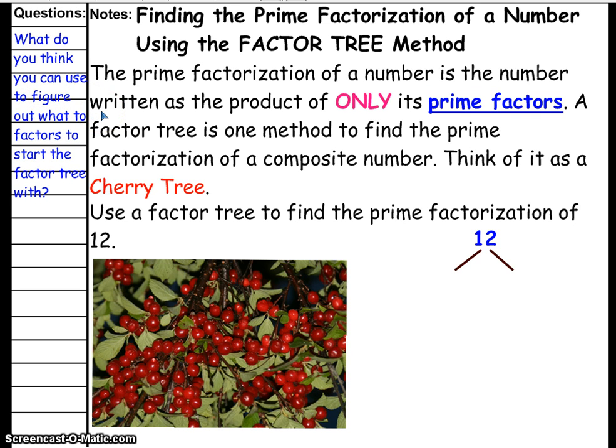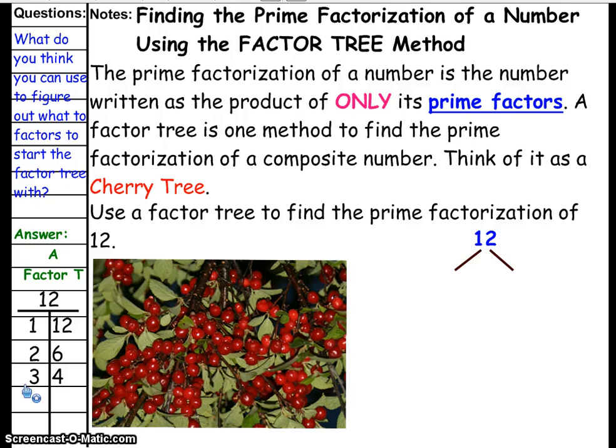Well, what do you think we can use to figure out what factors we can start our factor tree with? If you said a factor T, you are correct. You can make a factor T to figure out what are the factors of 12. We have 1 times 12, 2 times 6, 3 times 4. And if you write 4, you'll be repeating, so that means these are all your factors of 12.